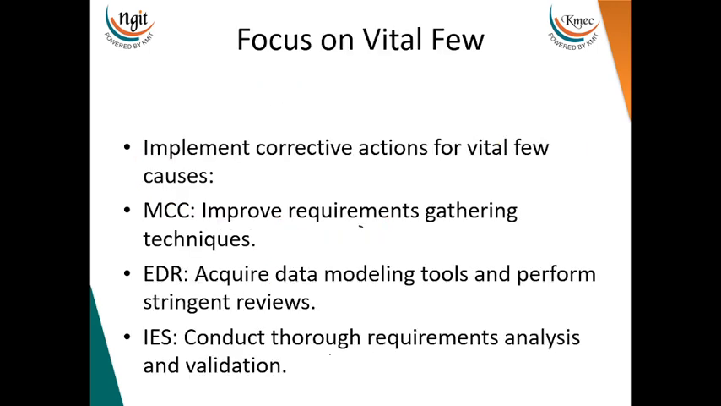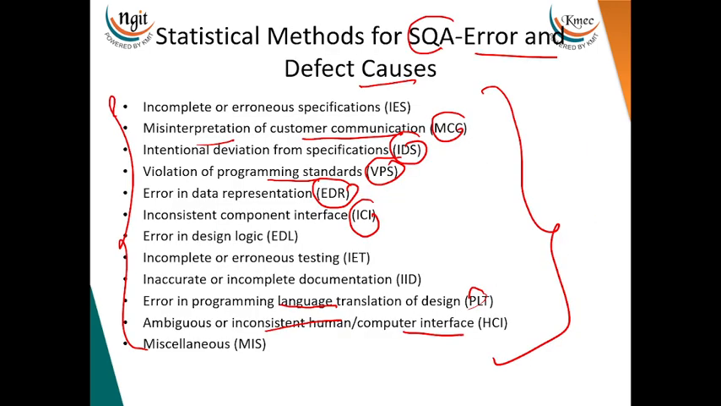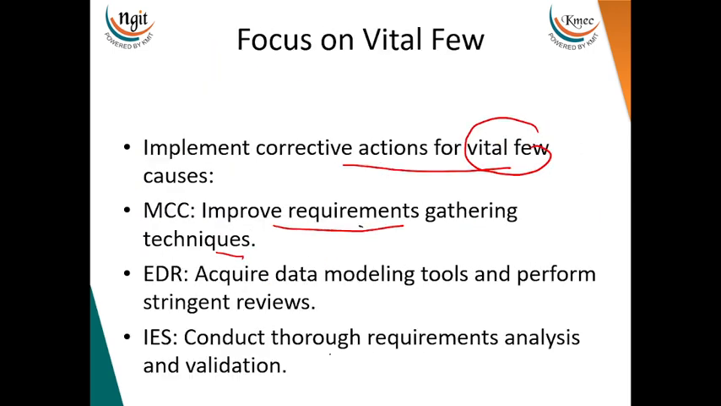Top causes: implement corrective action for the vital few. These are the vital few causes. Improve requirement gathering and MCC techniques. How do I improve MCC? Here it is about incomplete specification. How can I complete it? Improve requirement gathering, acquire data modeling tools, perform strict reviews. What is EDR?